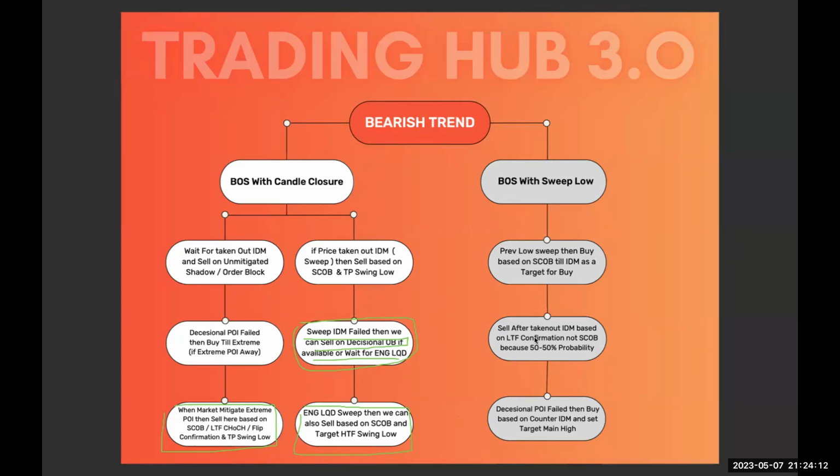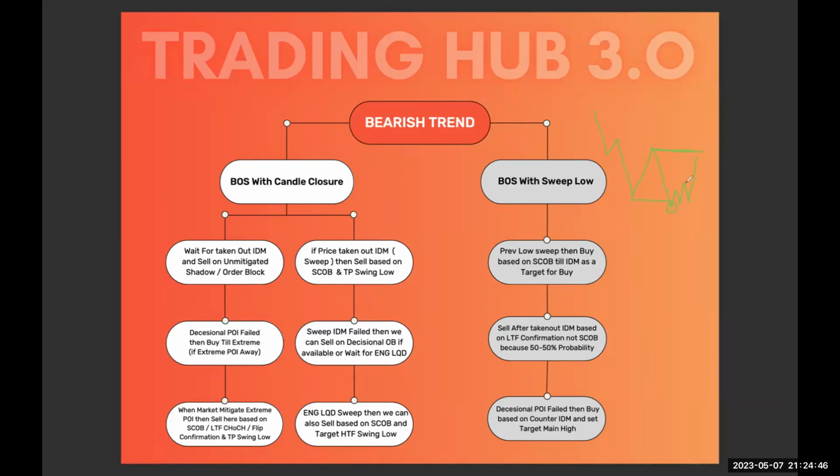The next one is a possible scenario, this one with a candle closer, and this one a low sweep, right? Previous low sweep and then buy based on single candle order block till inducement mitigate as a target for the buyers, right? And this is short term, like market is bearish, sweep the main low is here and buy till this high. This is an inducement, right?